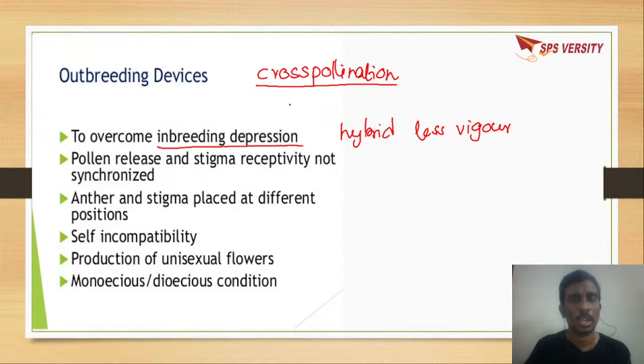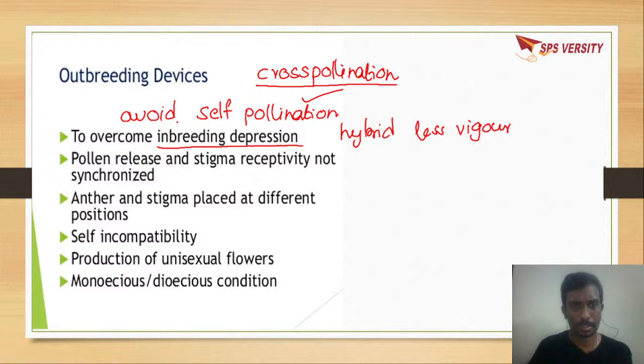So how to promote cross-pollination and avoid self-pollination? In plants, there are different mechanisms to avoid self-pollination and promote cross-pollination. Like the release of pollen grain and stigma receptivity. Receptivity means the stigma is ready for pollination. They are not at the same time. So when they are not at the same time, there is no chance of self-pollination. Obviously, it has to go for cross-pollination.